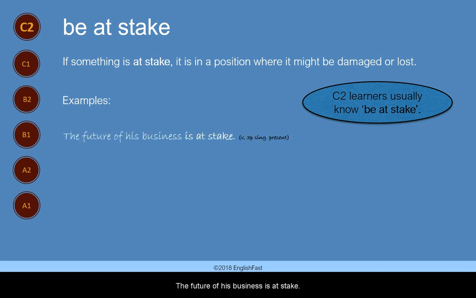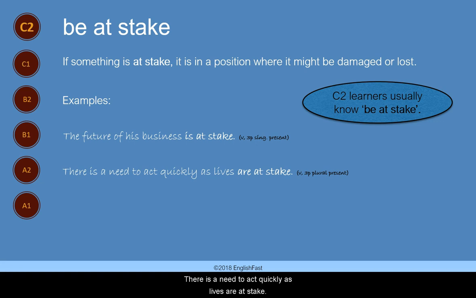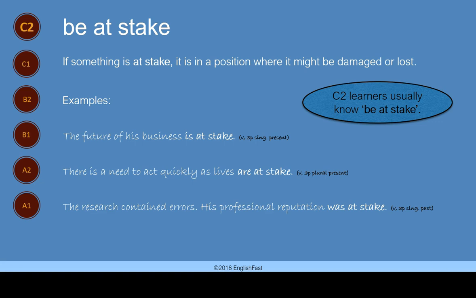The future of his business is at stake. There is a need to act quickly as lives are at stake. The research contained errors. His professional reputation was at stake.